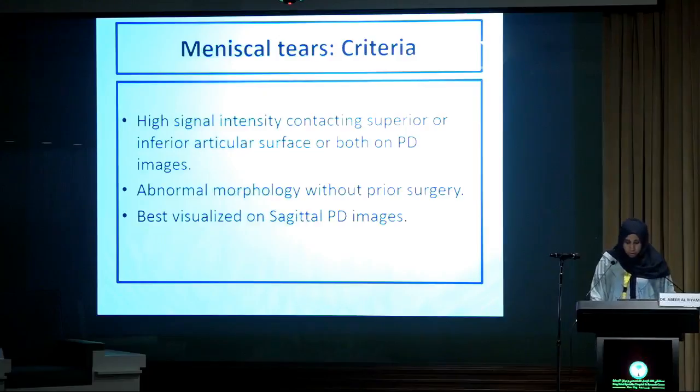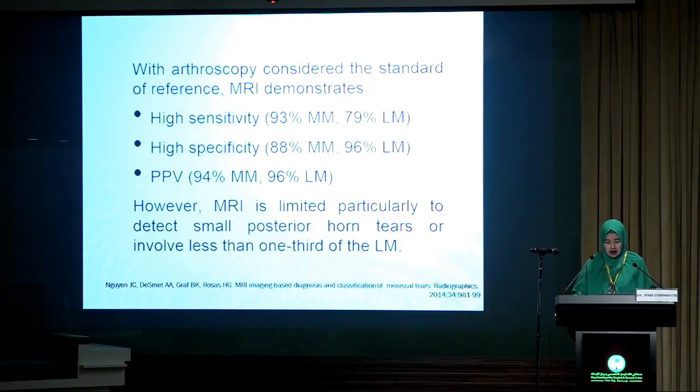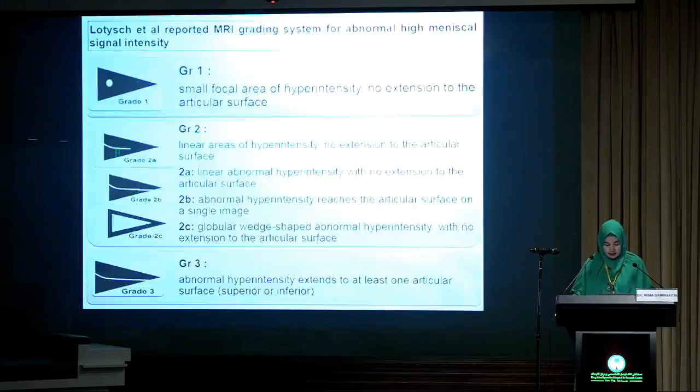To characterize the tear, there is fluid signal, abnormal high signal, which should extend to the superior or inferior articular surface; this is in two different patients. It's basically a ruptured fragment of the posterior horn, either of the medial or lateral meniscus, which comes and lies adjacent to the anterior horn. Lateral meniscus in 96%. However, MRI imaging is limited, particularly to detect small posterior horn tears or those involving less than 1/3 of the lateral meniscus.